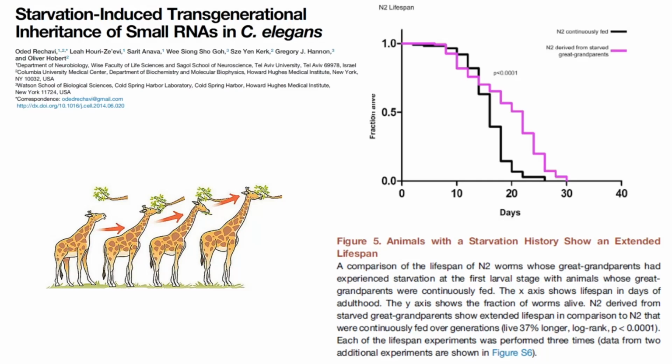But what this shows you here is that animals with a starvation history show an extended lifespan. So what they did, N2, this is the worm, this is the control. This is the lifespan of worms. So these would be the great grandparents, right? Some are fed and some are not. And then the grandparents are not fed, so now the offspring are put back in food.